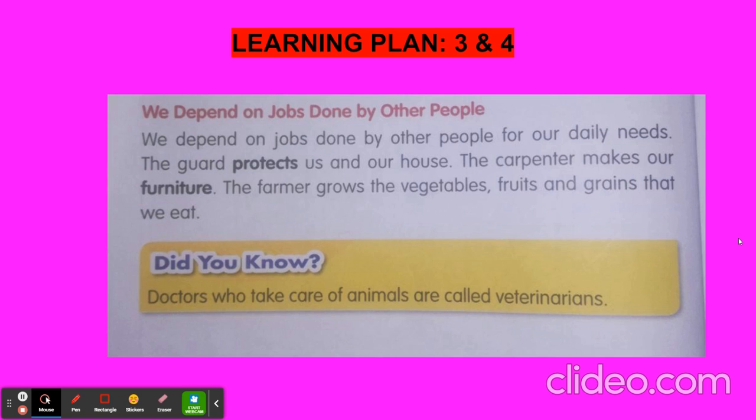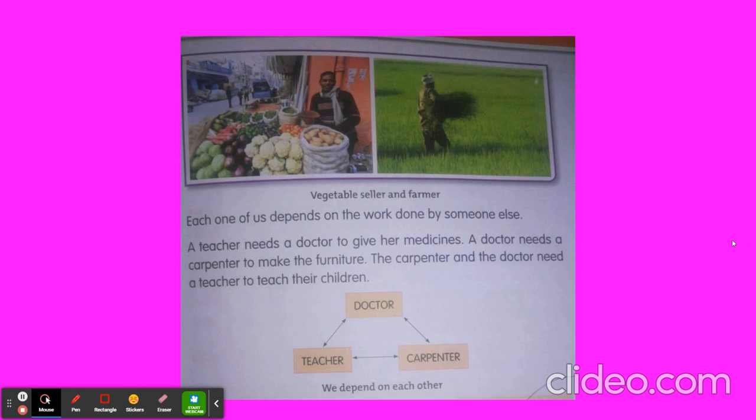How we are dependent on each other, we will see. A doctor needs a carpenter, and a carpenter needs a doctor. A carpenter needs a teacher. In the same way, the carpenter's kids need a teacher. The teacher needs a doctor. In the same way, the doctor's kids need a teacher. So we depend on each other. Each one of us depends on the work done by someone else.